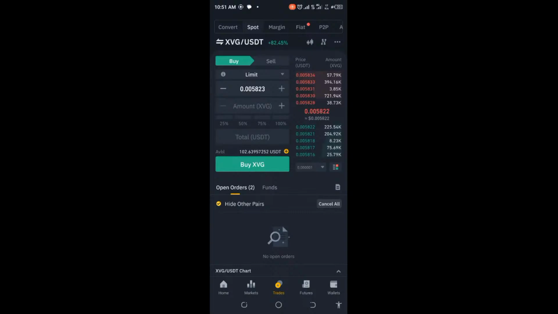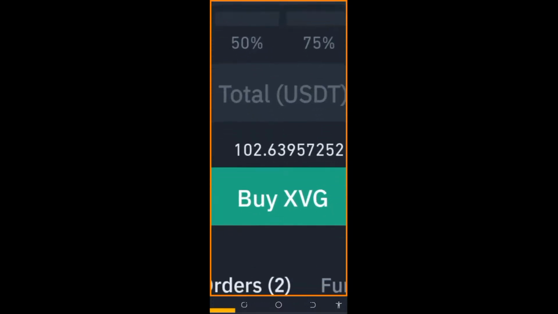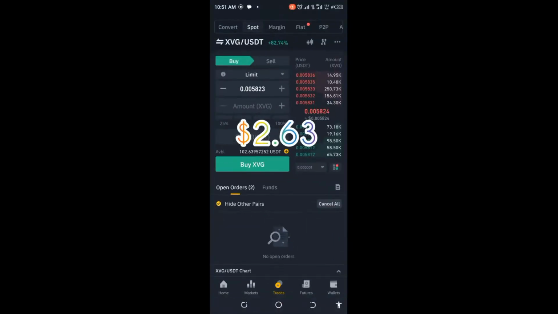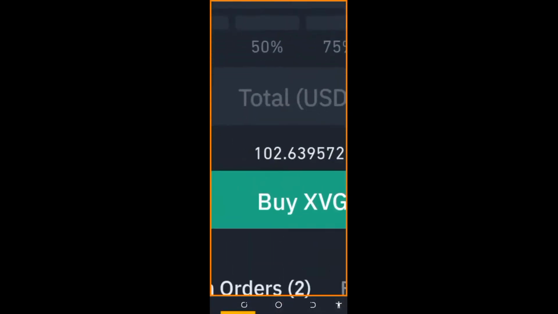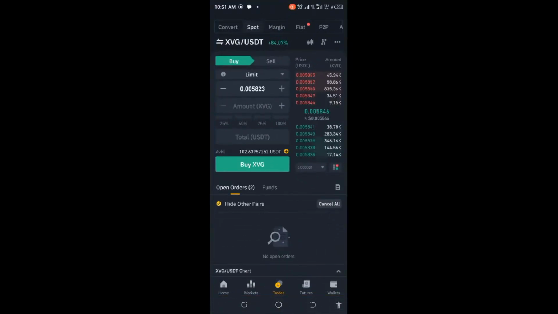Wow, woo! It has already executed. And can you see what I can see here? We made 102.63. That's like $2.63, almost $2.64. That's good. Really good. Now, let's take a look at the charts.